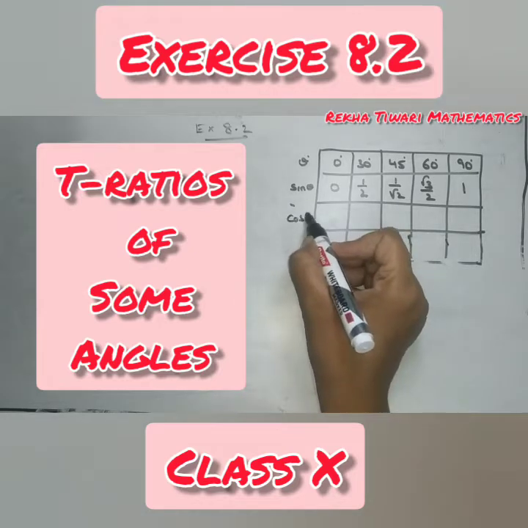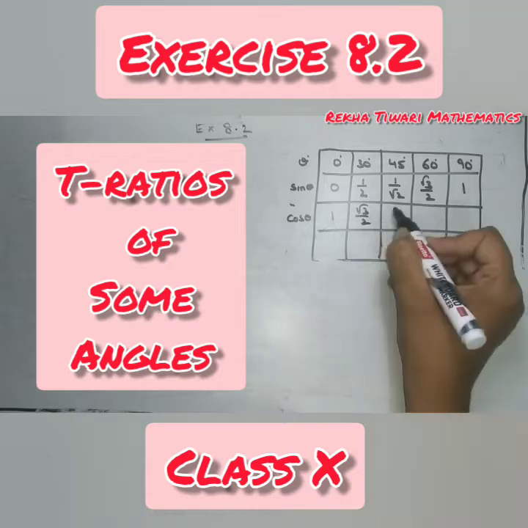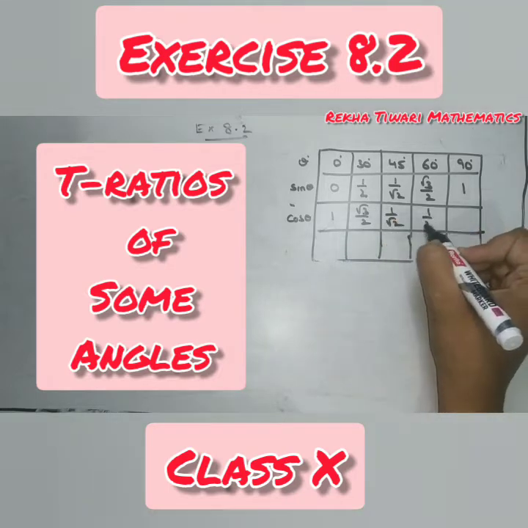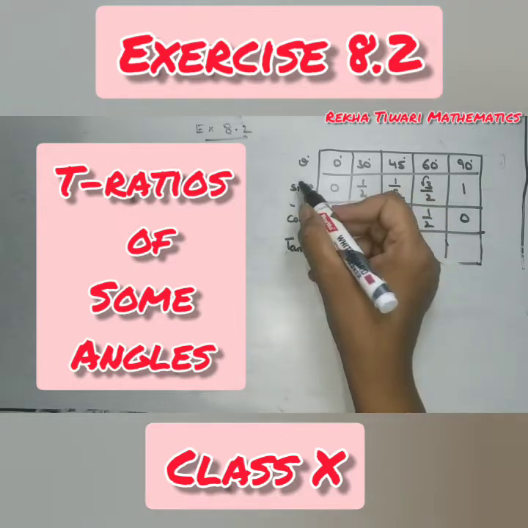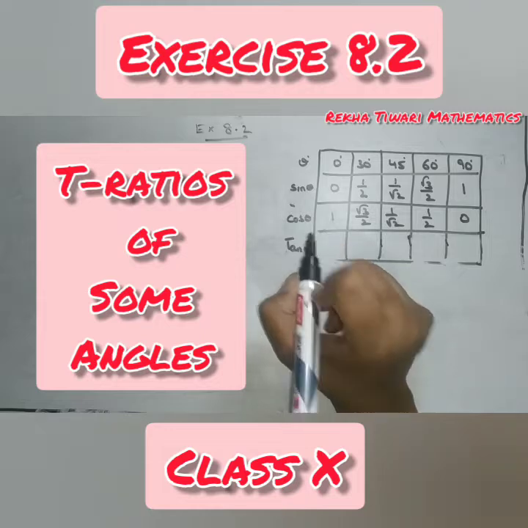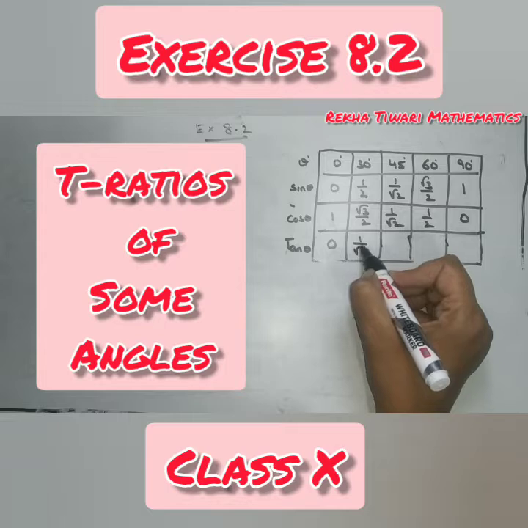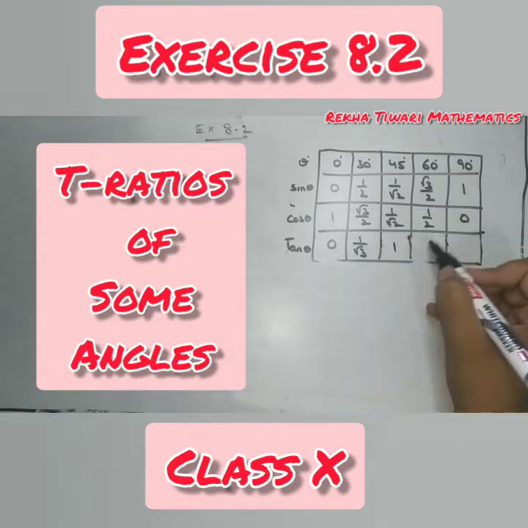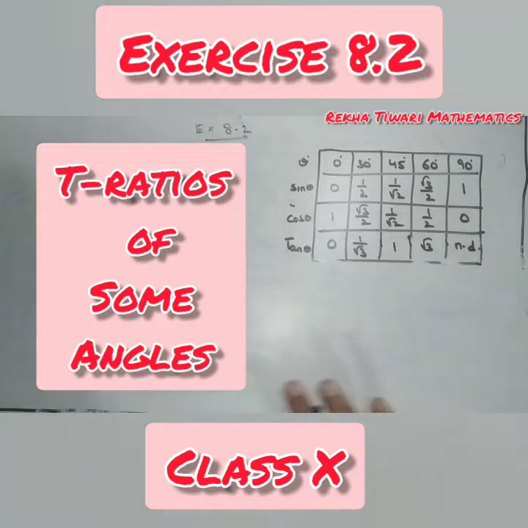For cos theta, you have to change the direction. 1, root 3 by 2, 1 by root 2, 1 by 2, 0. For tan theta, you have to divide sine by cos because tan theta is sin theta by cos theta, I told you earlier. So 0 by 1 is 0. If you divide these two, you are getting 1 by root 3, 1. If you are going to divide, you get root 3 and 1 by 0 is not defined.